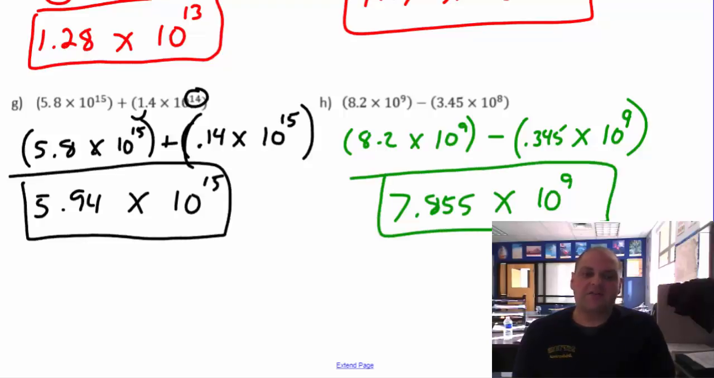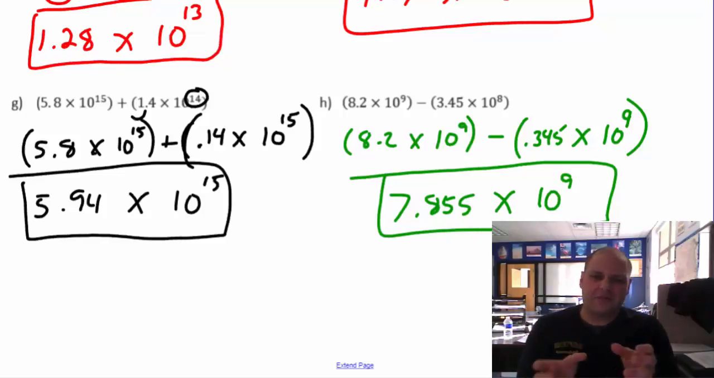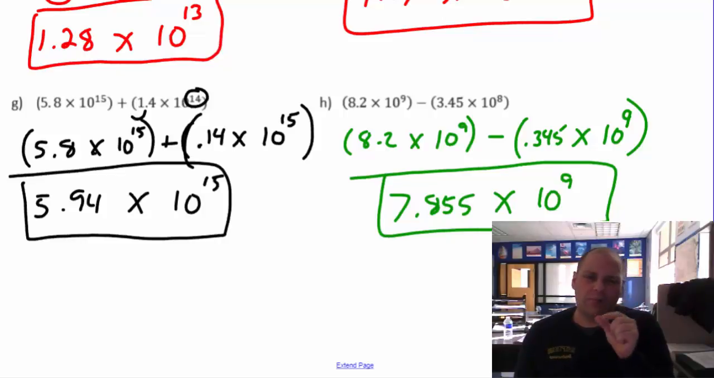And here's a hint. By going to the higher exponent, see how I took the 8 to the 9 and I took the 14 to the 15? By going to the higher exponent, your answer is going to be in scientific notation most times. If you go to the lower exponent, you could do that, but then you're going to have to put your answer in scientific notation because you're going to have more than one number before the decimal.